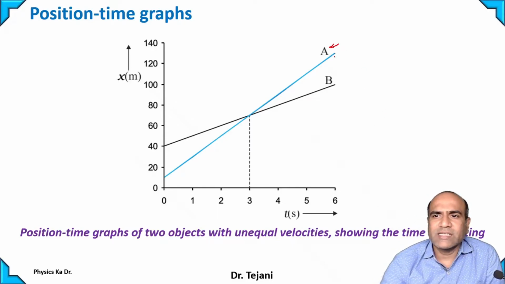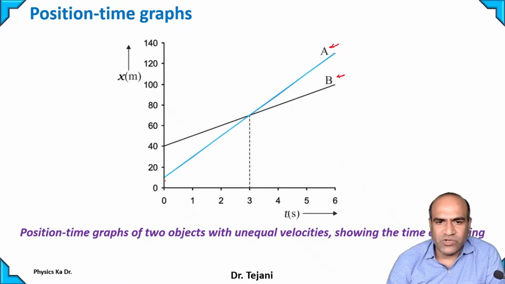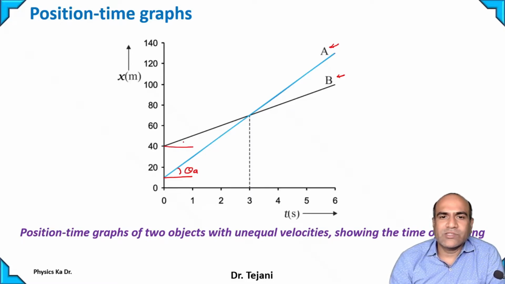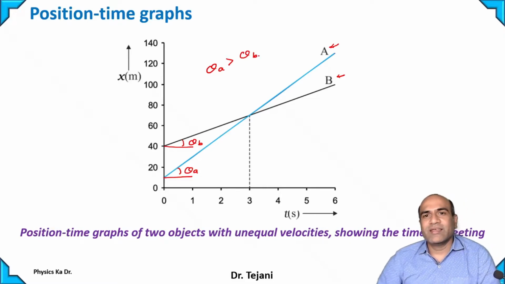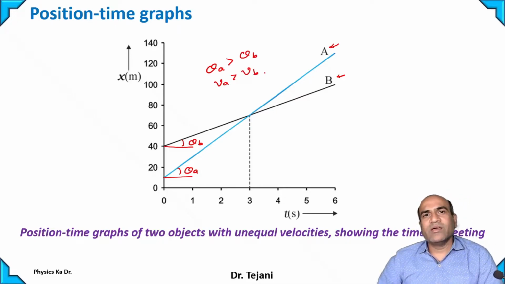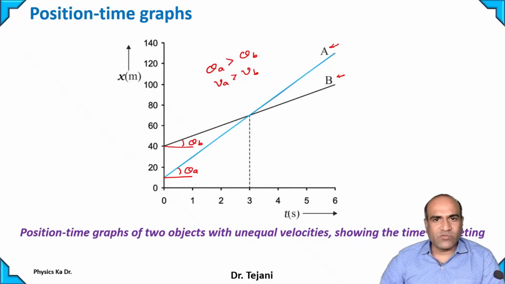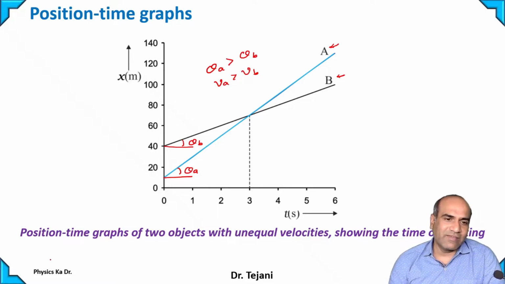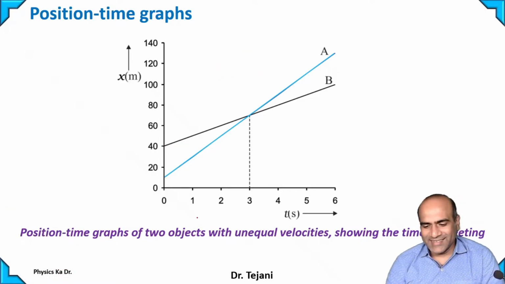This is line number A. This is line number B. So if we take theta, this is theta A and this is theta B. So can I say theta A is greater than theta B? That means velocity of A is greater than velocity of B. We are not discussing other components as of now. We just talk about velocities, right? So both have unequal velocities and velocity A is greater than velocity B.